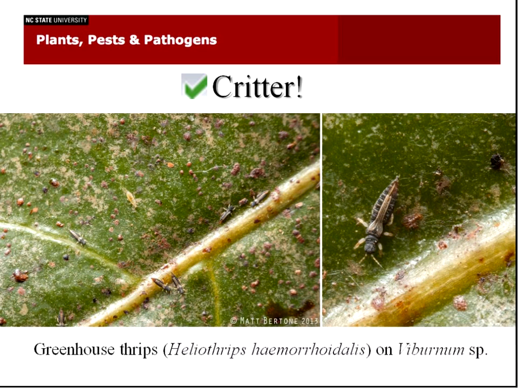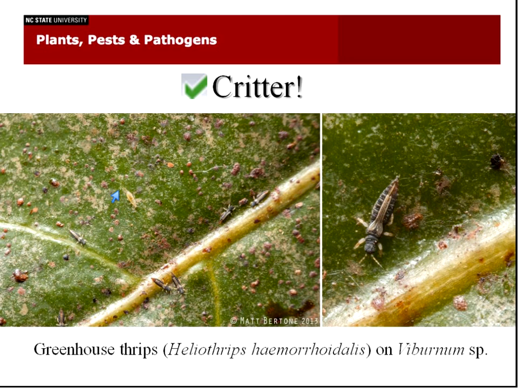The actual culprit was the greenhouse thrips, Heliothrips haemorrhoidalis, on this viburnum. So I'll pass it back to Matt to comment on why it would have looked like rust. Yeah, it's very interesting. This is my first experience with this thrips, and it's really amazing looking, very rough, kind of a blackish gray, and they call it haemorrhoidalis because they usually have a red tip to their abdomen. I'm not going to elaborate any further.